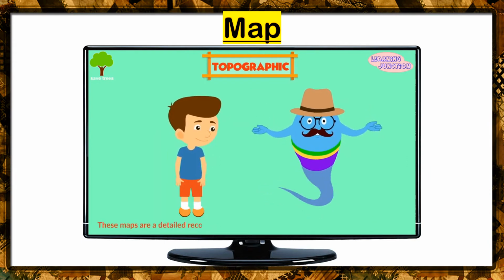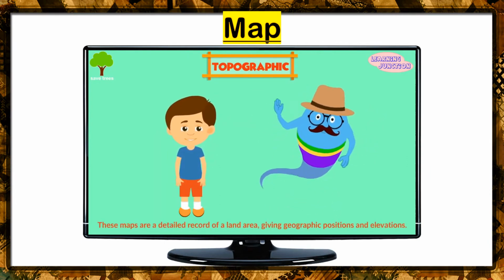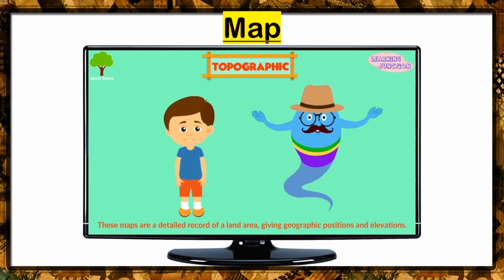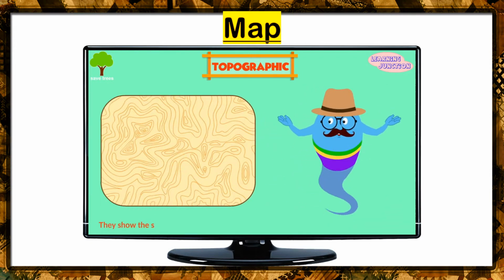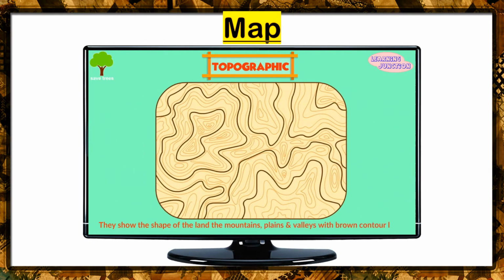Topographic maps. These maps are a detailed record of a land area, giving geographic position and elevations. They show the shape of the land, the mountains, plains, and valleys by means of brown contour lines.